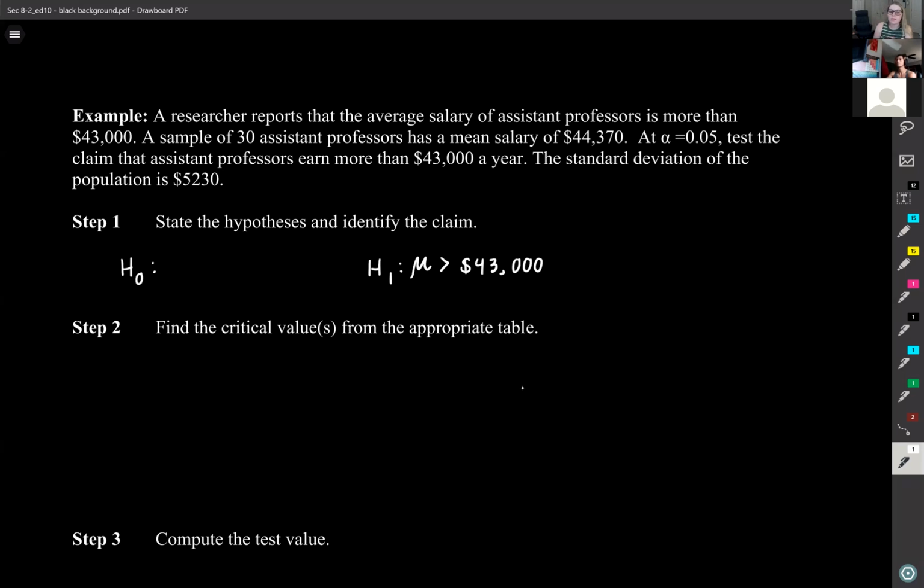Okay, anyone have an idea what my null hypothesis would be? You can send it in the chat if you want. You can private chat it too, I don't care.